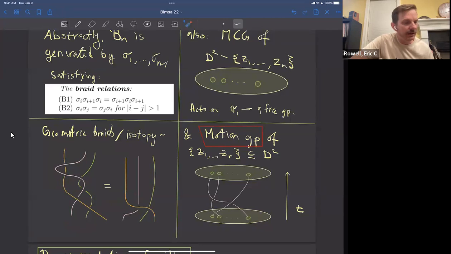And finally, you can realize it as the motion group of something. I'll explain what motion groups are in a moment, but this will give you an intuitive idea. What you should think of is taking those points in the disk and moving them around inside the disk in such a way that as a set, they come back to themselves. So the set at the beginning and the end is the same. This gives you something called the motion group. And it turns out that it's the braid group for this particular configuration, points in a disk.